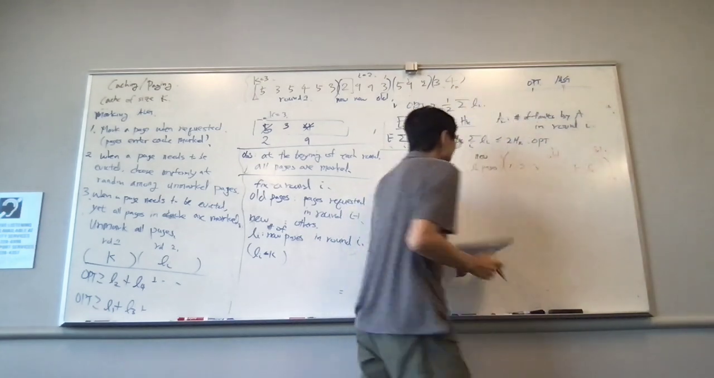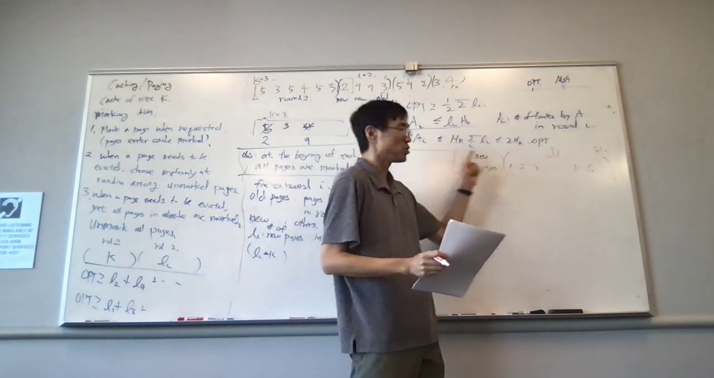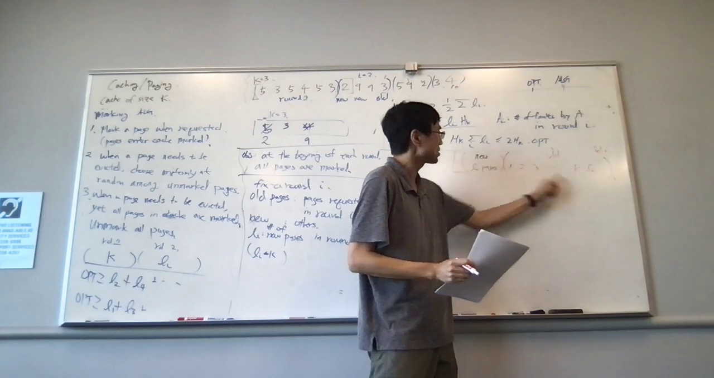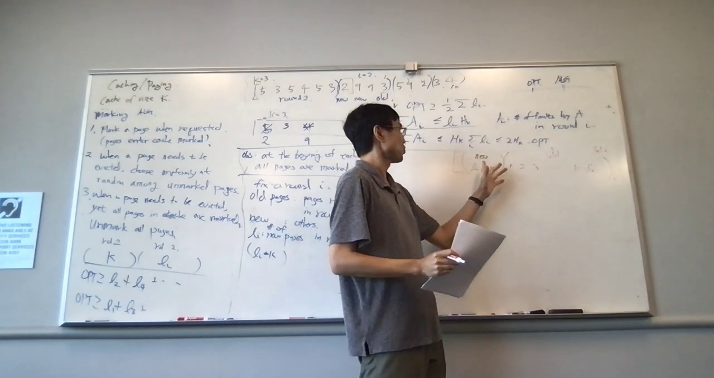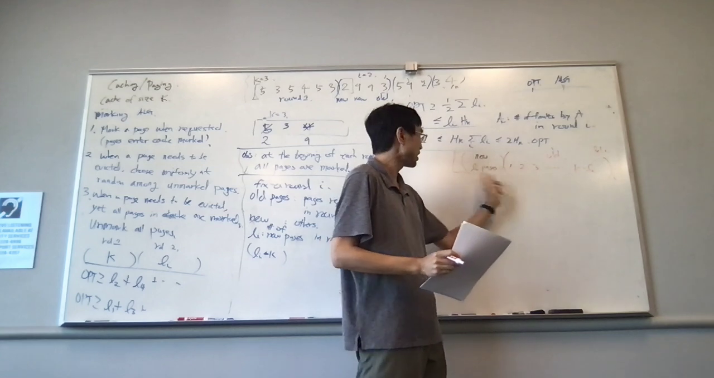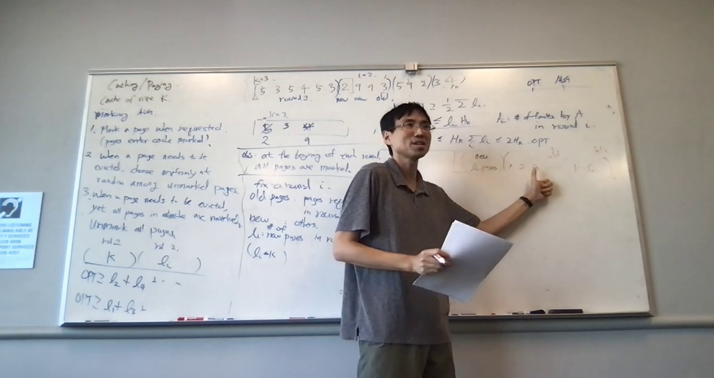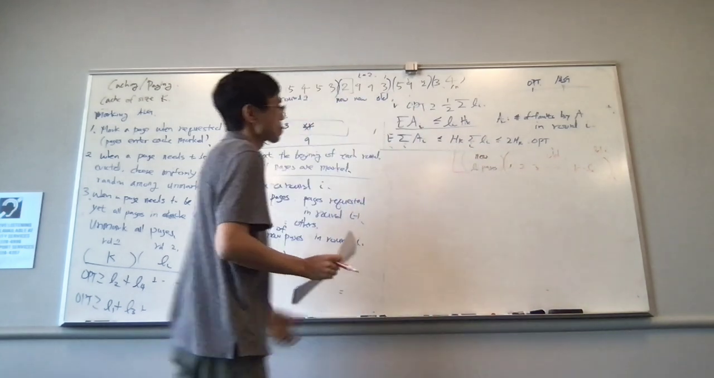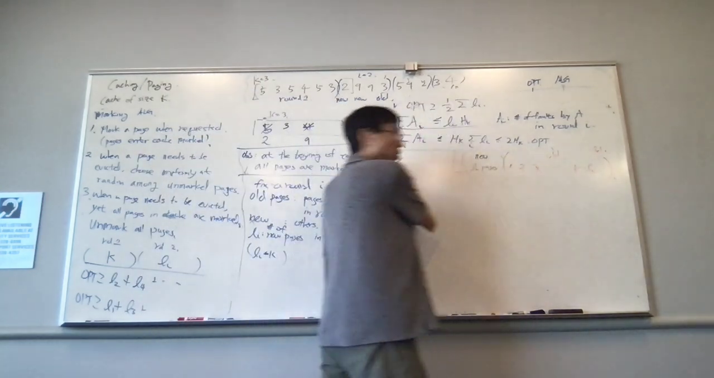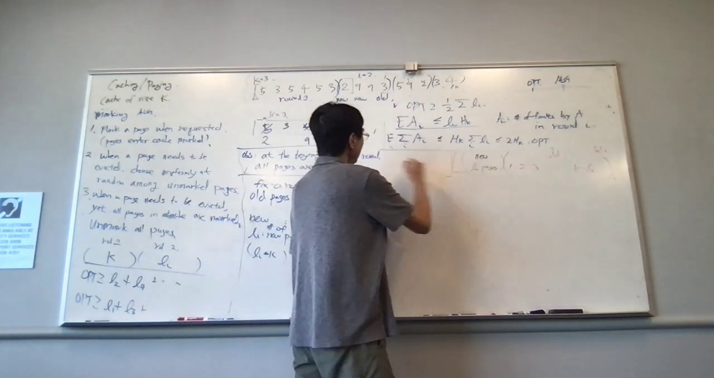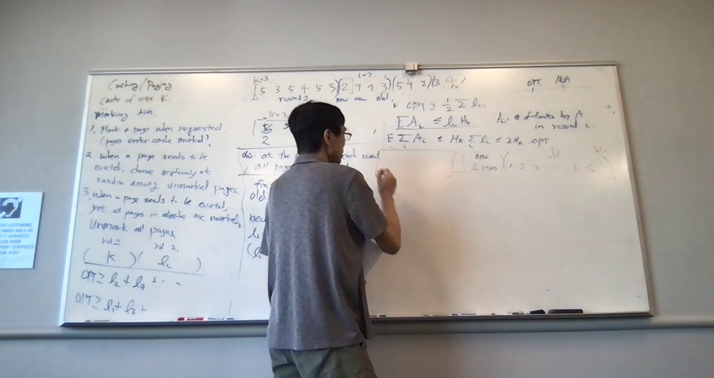In round I, there are Li new pages, and there are k minus Li old pages, right? They add up to exactly k, by definition of the round. And it's old, right? The old page means that they appeared in the previous round. So we're going to have this picture.